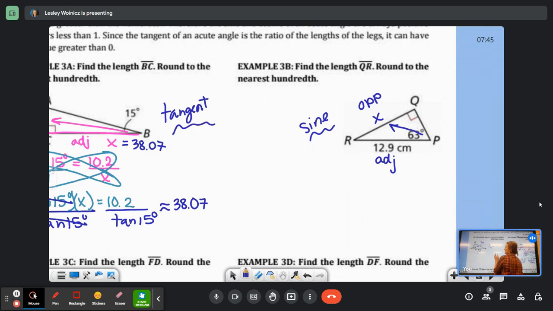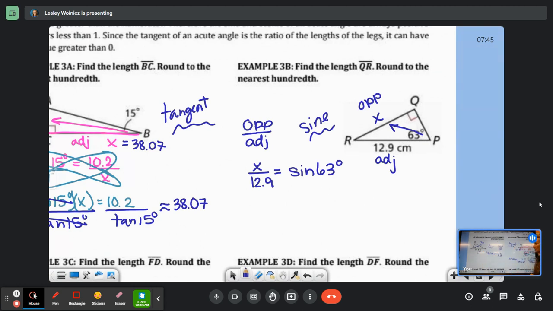Okay, so we're going to do x over 12.9 because that's the opposite over hypotenuse. Let me do opposite over hypotenuse. So that's x over 12.9 equals the sine of 63 degrees.